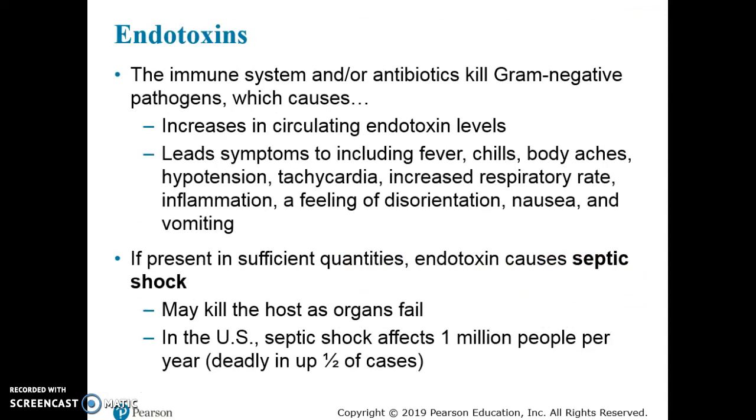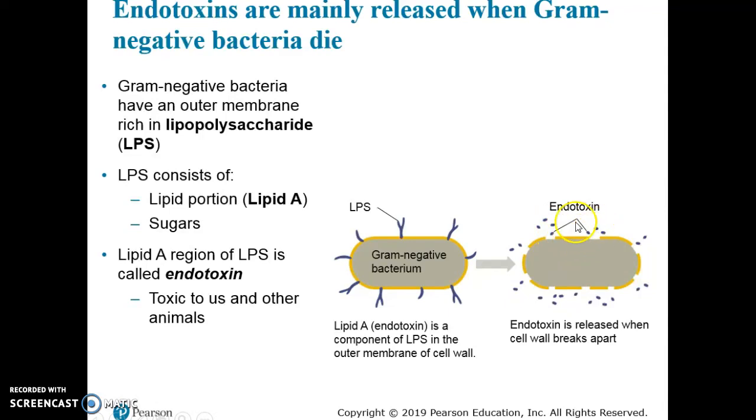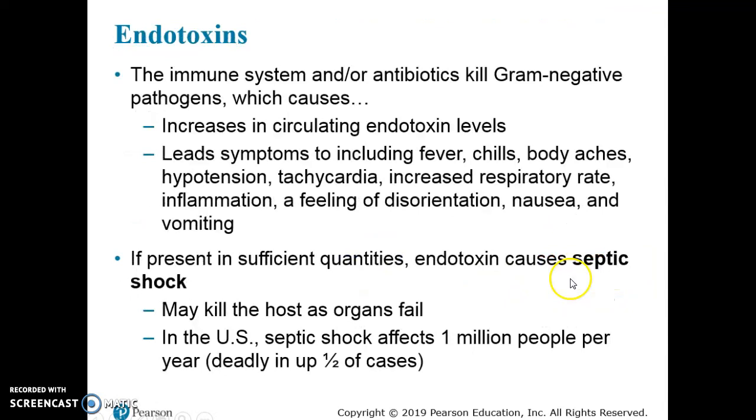All right, so the immune system or antibiotics kill the gram-negative bacterium, and that will cause an increase in circulating endotoxins. The antibiotics will help target that cell and cause that cell to die. Then endotoxin levels increase. That leads to symptoms including fever, chills, body aches, hypotension, which is not good if it gets too bad, low blood pressure, tachycardia, increased respiratory rate, inflammation. It can even be neurological and definitely abdominal.